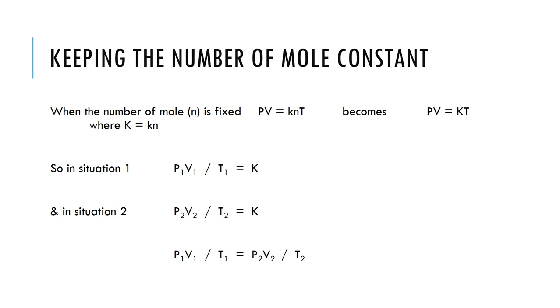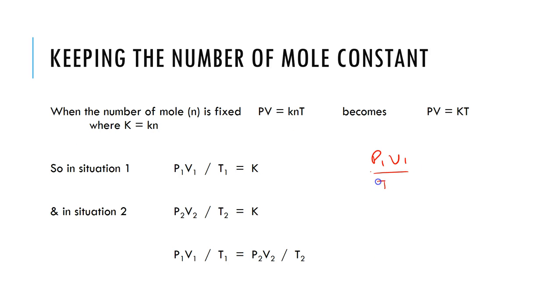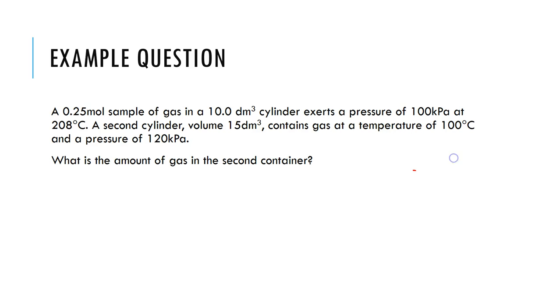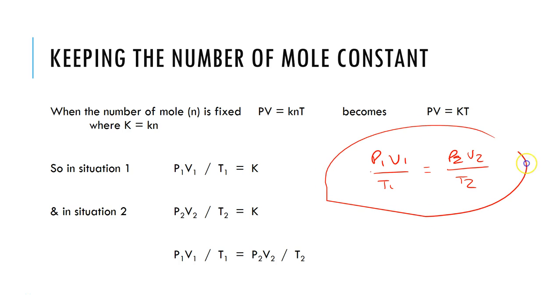Again, this is just looking at the number of mole being constant. If we keep the number of mole constant, if we're dealing with a syringe or a balloon, our equation simplifies down to P1V1 over T1 equals P2V2 over T2. This is just for n being constant, so as you can see, because it's constant, we can remove it from the equation.